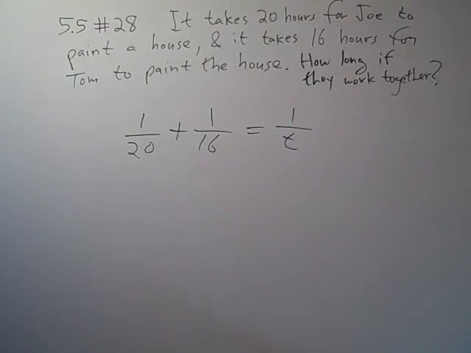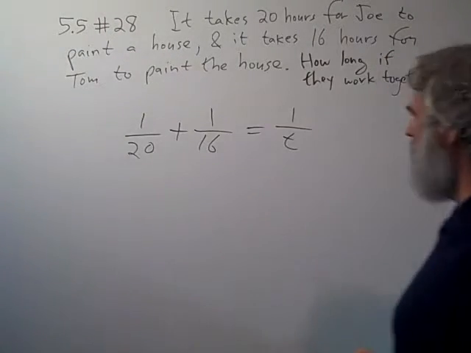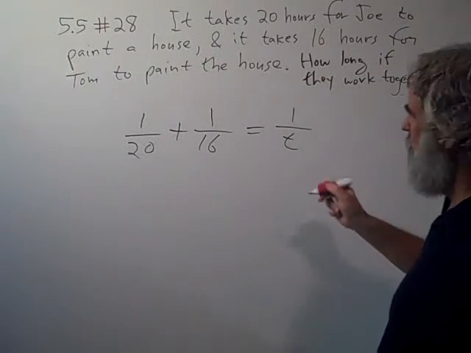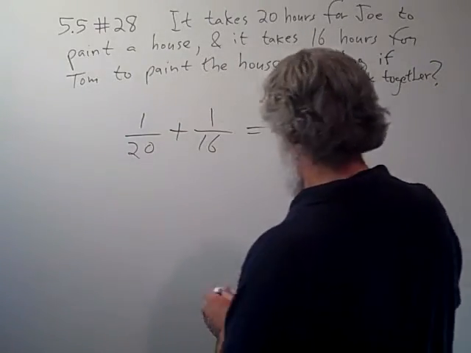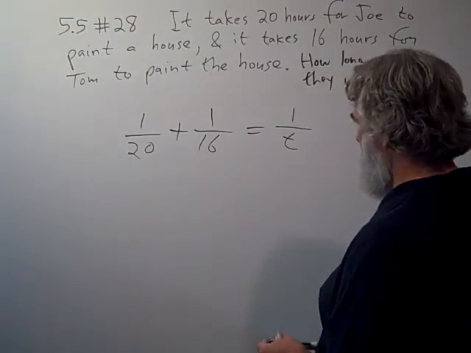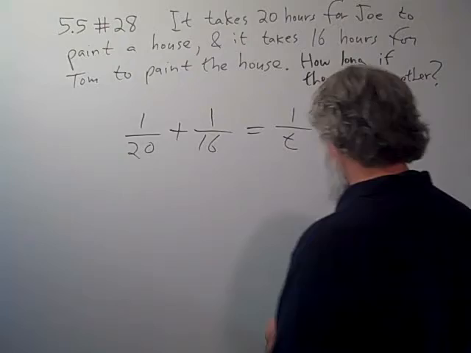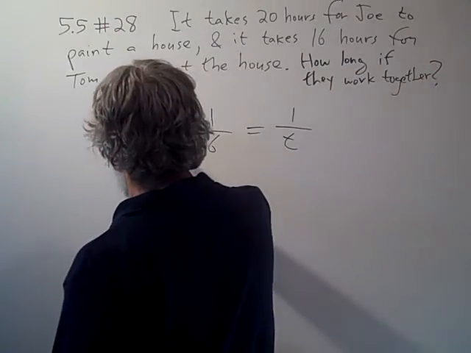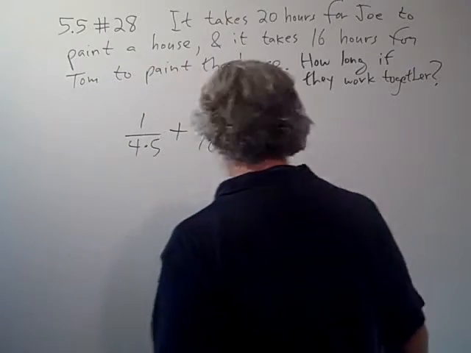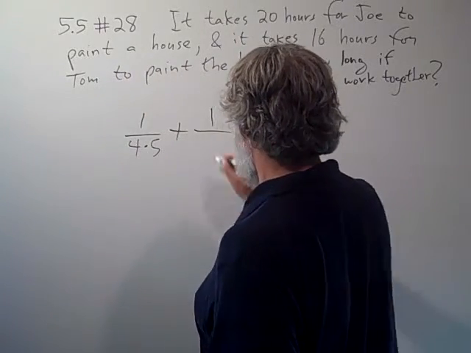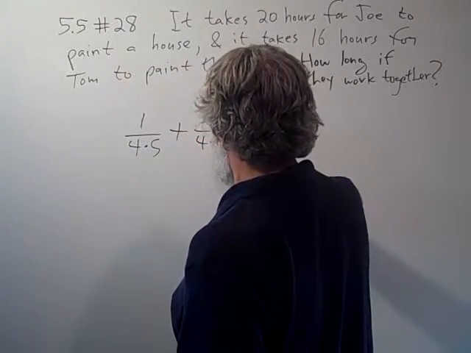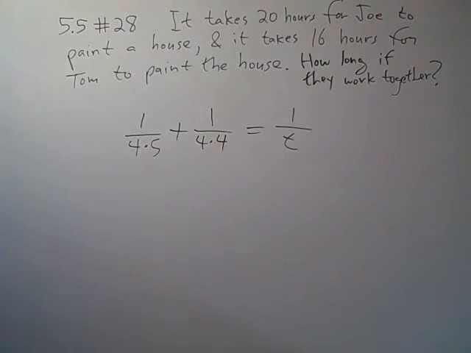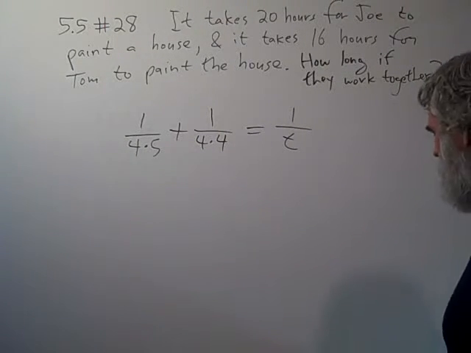That's the number of hours, t. So if I multiply both sides of this by the least common multiple of the denominators, see what that is. 20 is equal to 4 times 5. 16 is equal to 4 times 4. If I write it like this, it's easier to see what the least common multiple is.